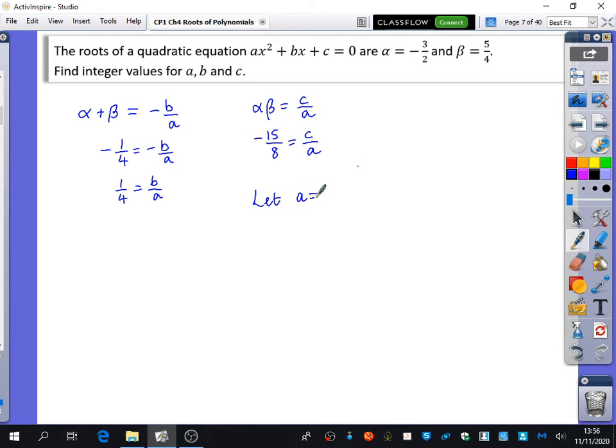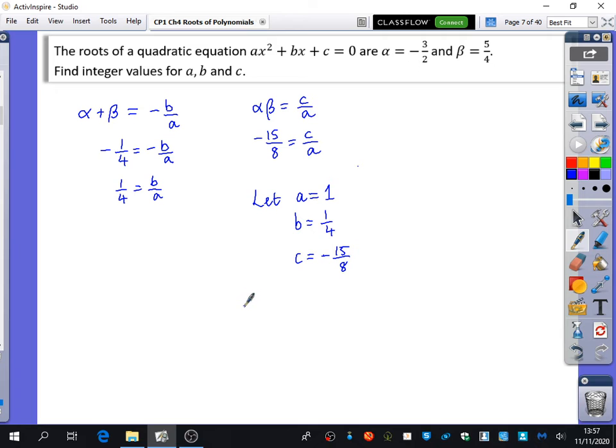I can just pick a value. You can say let a equal 1. You could let it equal 1, you could let it equal 4, you could let it equal 8. But let's let a equal 1 because there are going to be lots and lots of different solutions. If a is equal to 1, b and c will not be integers, but we will make them become integers in a second. You'll multiply the whole thing through. So if a is 1, then b is... and c is c over a. So c divided by 1, so you've just got c is minus 15 over 8.